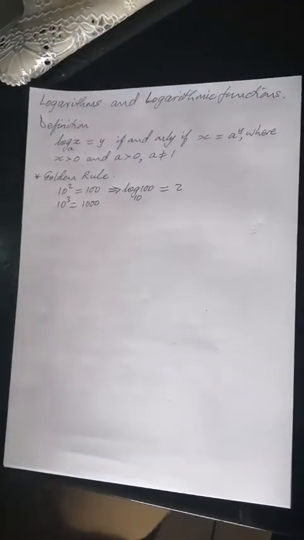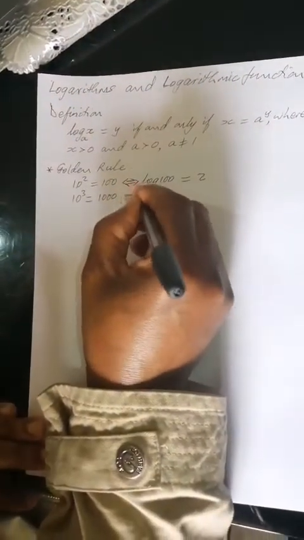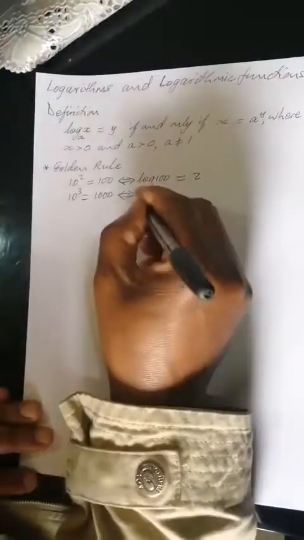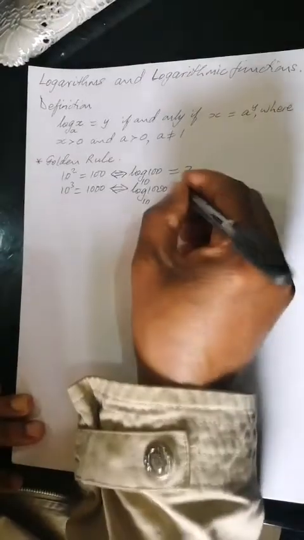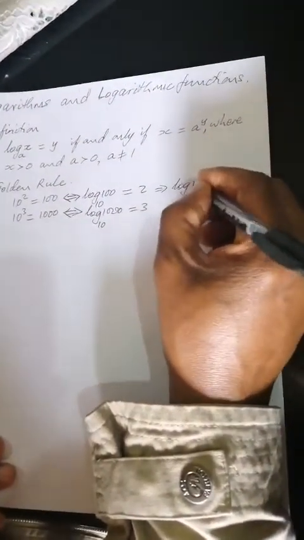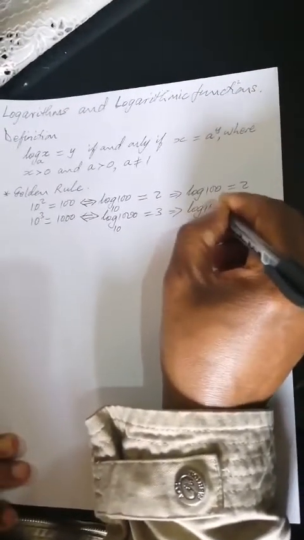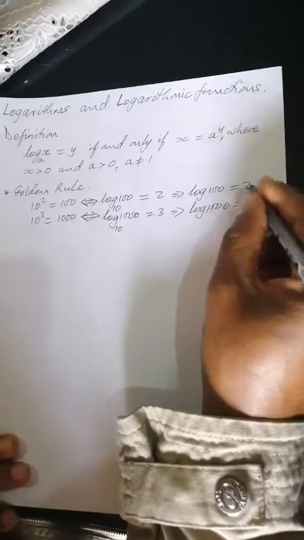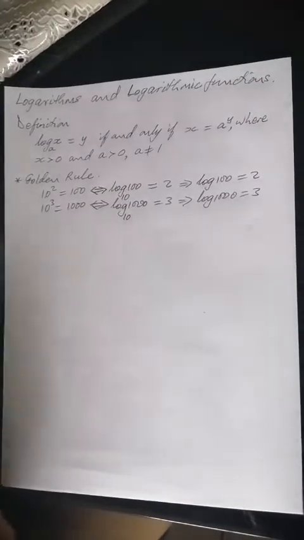We call this the golden rule, even if we are moving from here backwards, which means this can also do that. So without thinking, we can also do the same for this one. We have log of 1,000 in what base? We are still in base 10, is equal to 3. And internationally, we agree that if the base is 10, we don't write it. So it means we will write this as log 100 equal to 2 and log of 1,000 equal to 3. You can use your calculator to verify what we are saying.